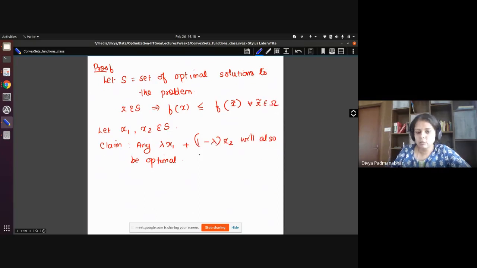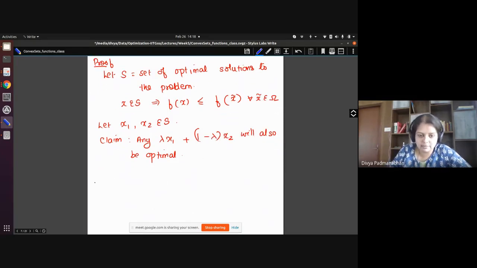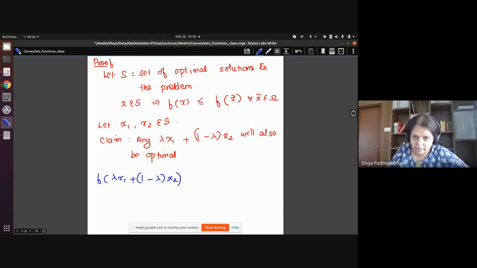Okay, so let's just try to apply the definition itself. So what we have is f of lambda x1 plus 1 minus lambda x2. Okay, so this is the new point that we are taking. So x1 and x2 are in this set of optimal solutions. Now I'm applying the function on this convex combination. I know that because f is convex, this is going to be less than or equal to lambda times f of x1 plus 1 minus lambda times f of x2. Okay, this is just the notion of convexity.